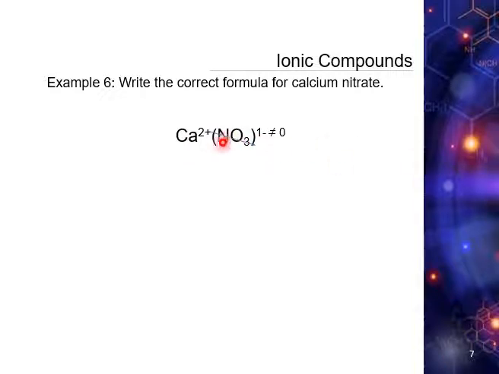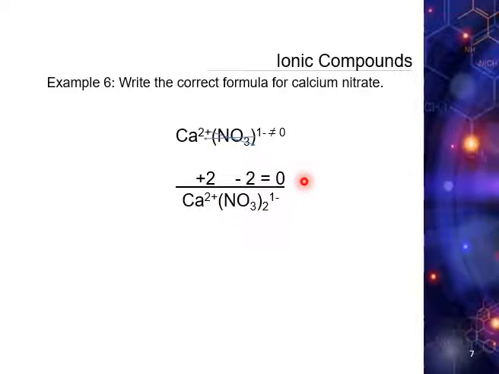You cross them down, you bring the 2 down, you bring the 1 down. Subscripts are always positive. 2 times a -1 is a -2, so that's now equal to 0. The correct formula is Ca(NO3)2.